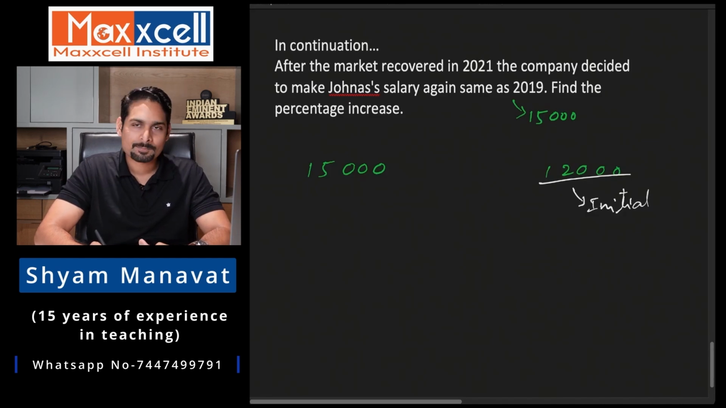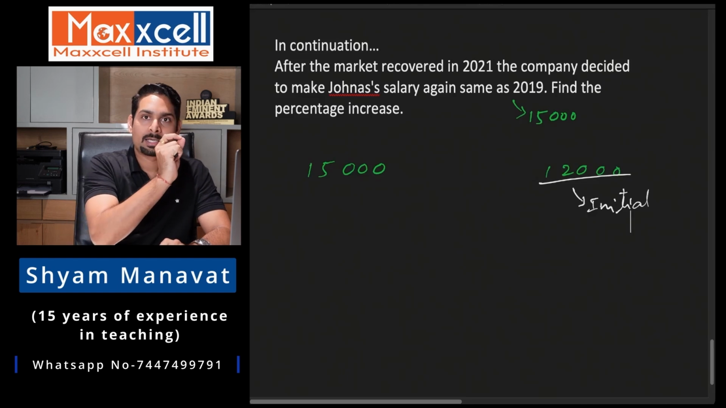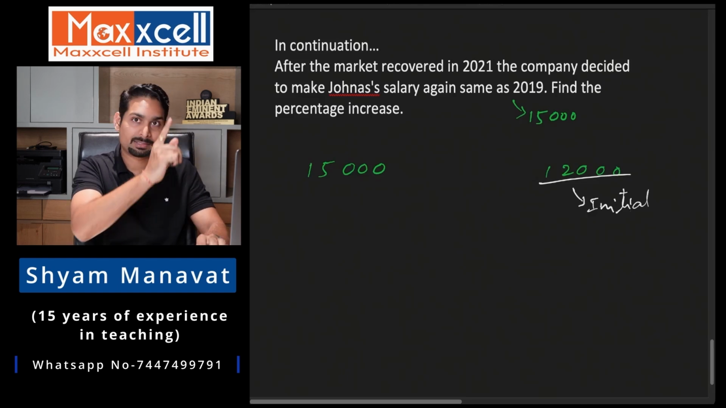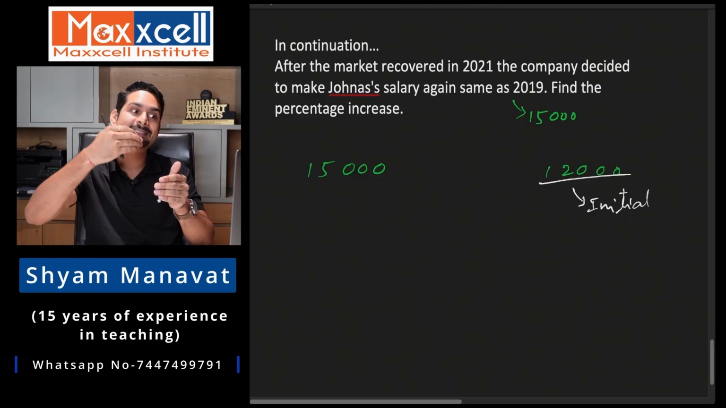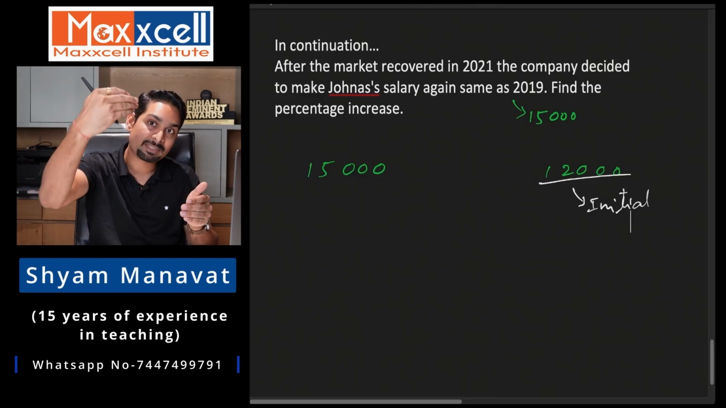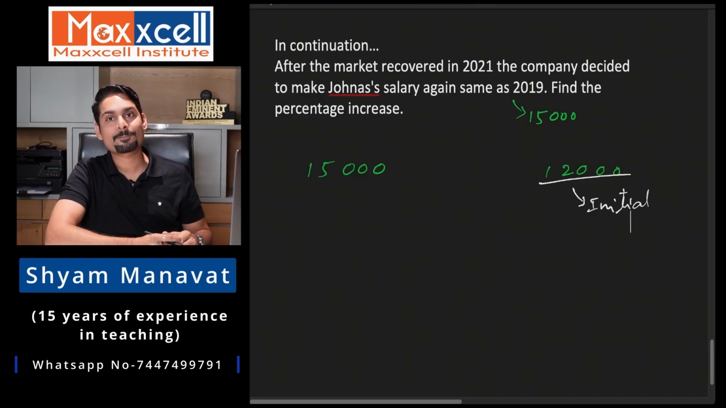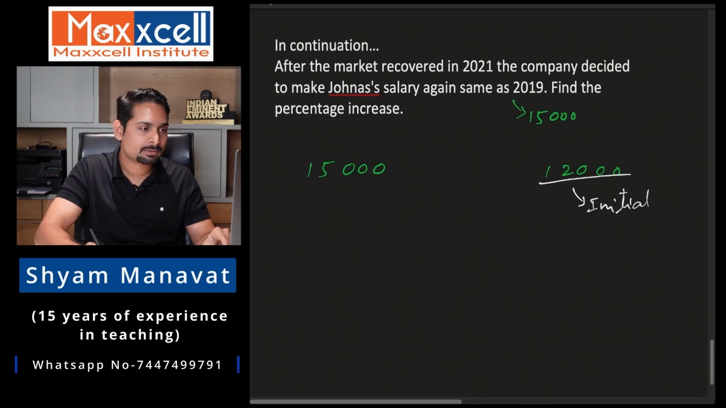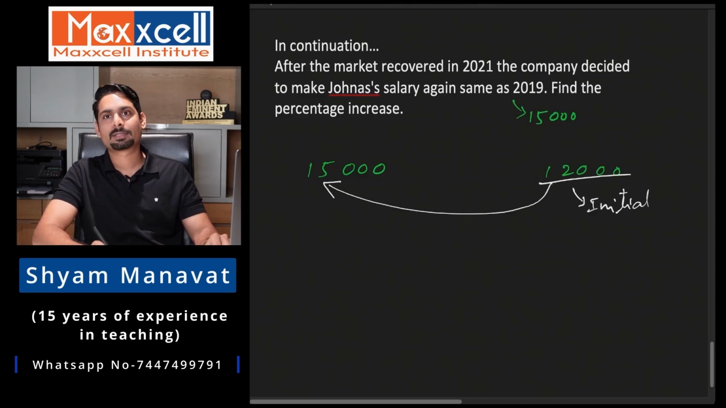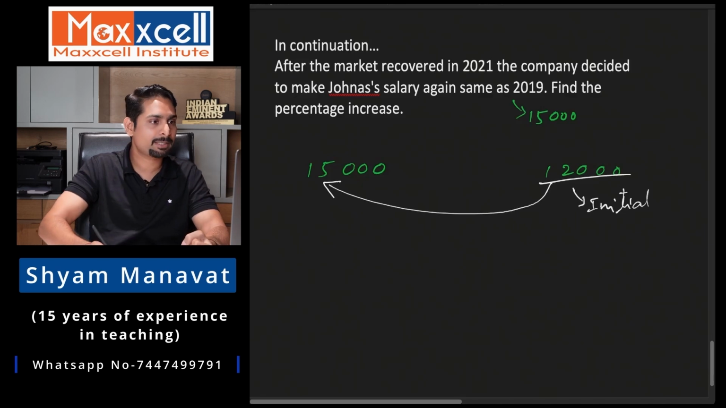Absolutely right. I hope that's clear to you. Let me say this once again. The salary decreased to 12,000 in the previous question. From 12,000 the company again wants to make the salary the same as 2019, which was 15,000. So this is the initial value, or the base value.